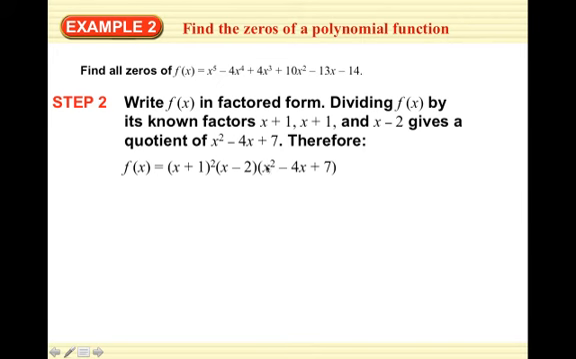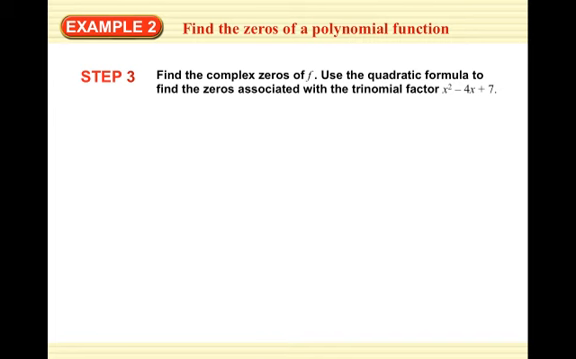So we're going to set x squared minus 4x plus 7 equal to 0 and solve, and that will either give us complex zeros or irrational zeros. It'll give us one of those. In this case, it's going to be the complex zeros. So we're going to find the remaining zeros, which happen to be complex, of f.